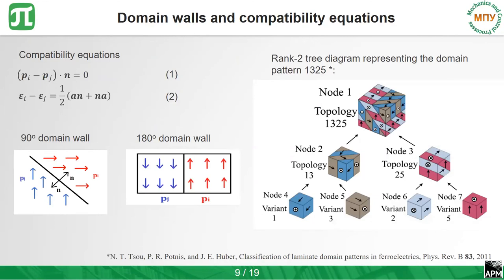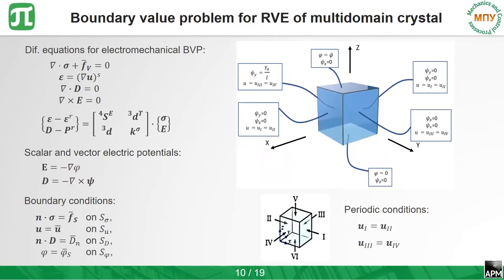So the main idea of the work by Huber and co-authors was to utilize the compatibility equations, electric and mechanical compatibility, with account of 90 or 180 degree domain walls possible, to analyze and find all the possible rank two domain patterns. Which means if we have a rank zero domain, it has only one direction, then they get the rank one domain, and from those rank one domains, they get the rank two domain.